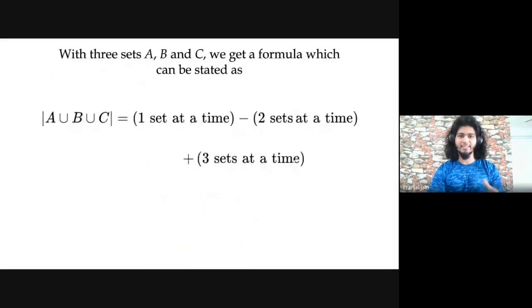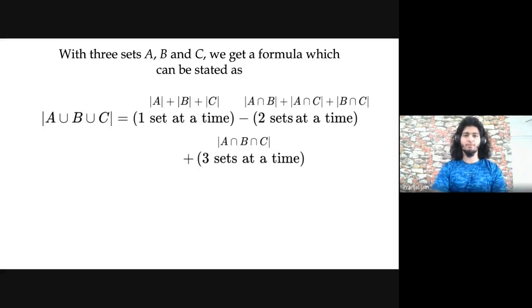And you can extend it to 3 sets and you basically get this form. So the usual form you might have seen is with the sizes of A, B, and C and the sizes of their intersections. But if you write it as this one set at a time, two sets at a time, three sets at a time, you can generalize this pattern later on. And you also get this alternating sign pattern, which is again there in the generalization.